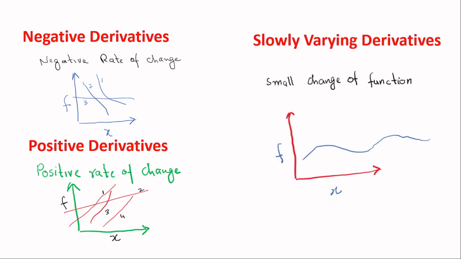Slowly varying derivatives, small change of function. Suppose a function value changes with x very slowly, like this. The change is very small with respect to x. Such derivatives are slowly varying derivatives.